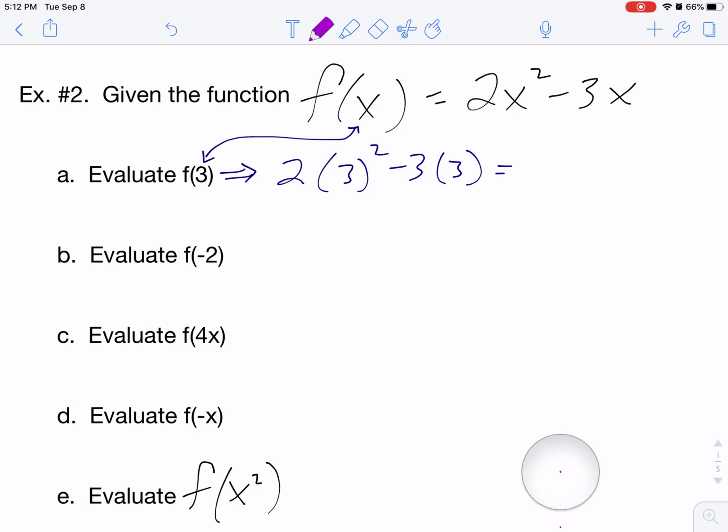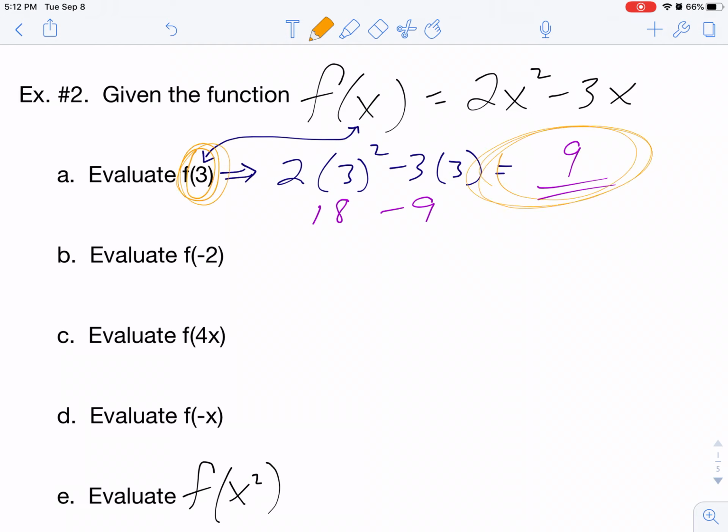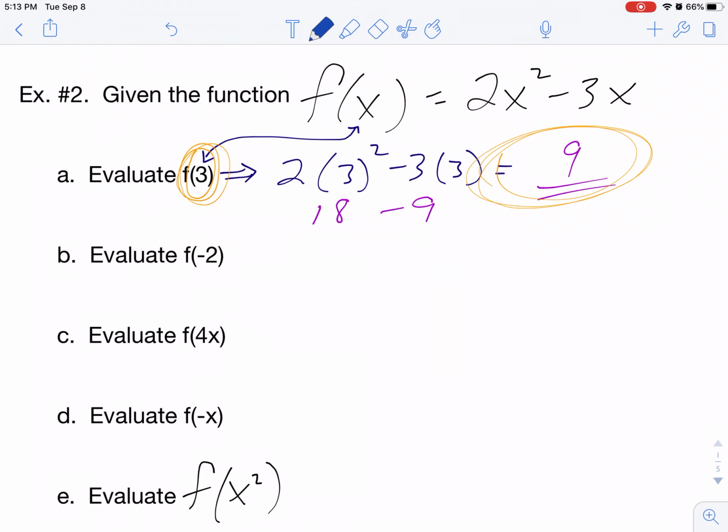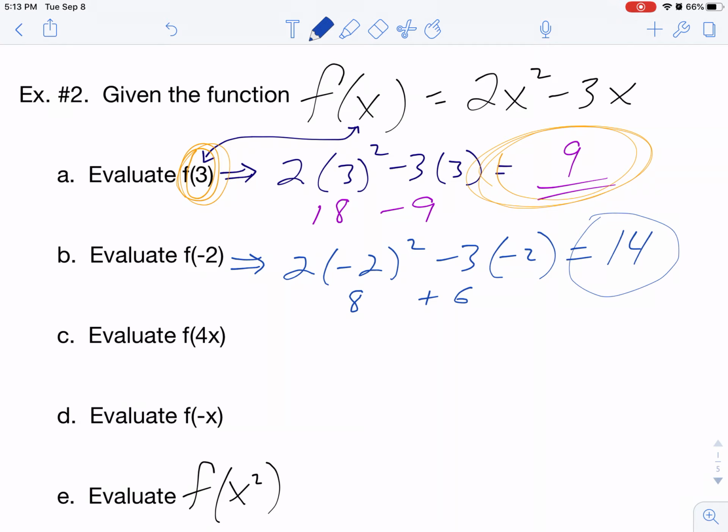So usually I try to do it in my head. 3 squared is 9 times 2. This is 18 minus 9. So the final value is a 9. So you'll notice that the input is a 3, the input is an integer, and the output is a 9, is also an integer. And that's all there is to that one. Here's another easy one. We're substituting in a -2 for our x value. And again, you may use a calculator to double check, but this is 4 times 2. This is 8 plus 6, it looks like. So this is going to be a 14.